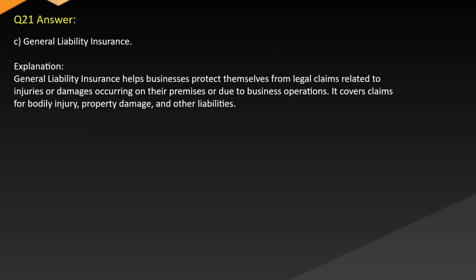Answer: C. General liability insurance. Explanation: General liability insurance helps businesses protect themselves from legal claims related to injuries or damages occurring on their premises or due to business operations. It covers claims for bodily injury, property damage, and other liabilities.